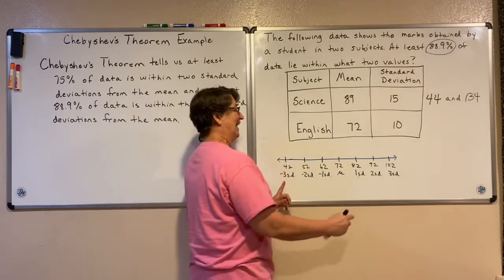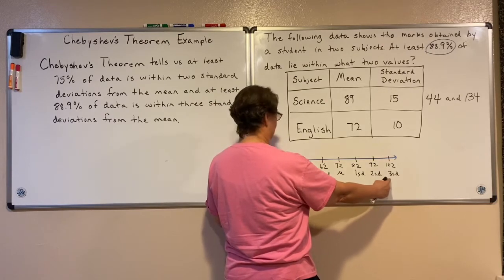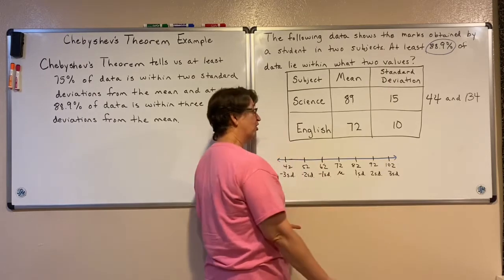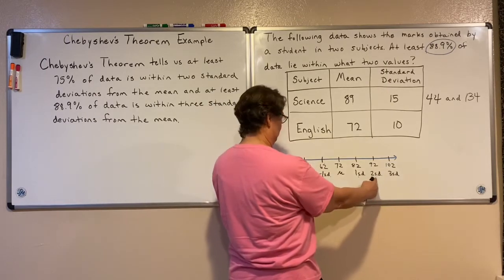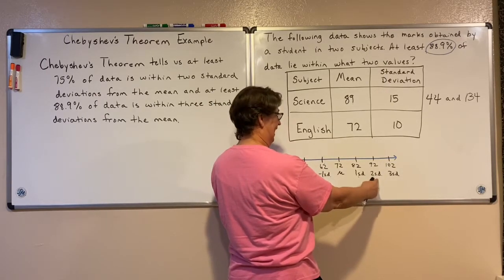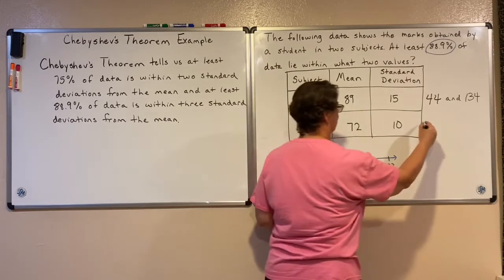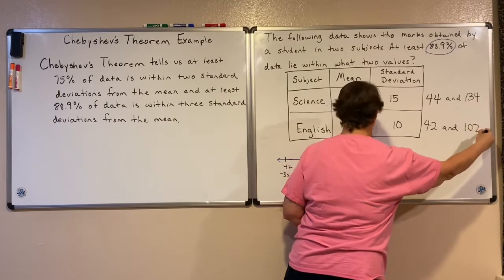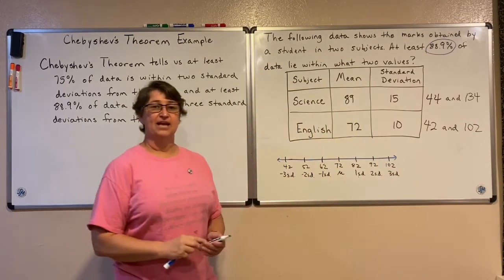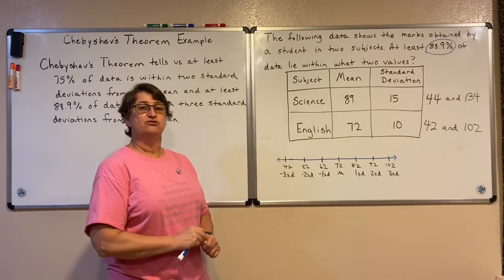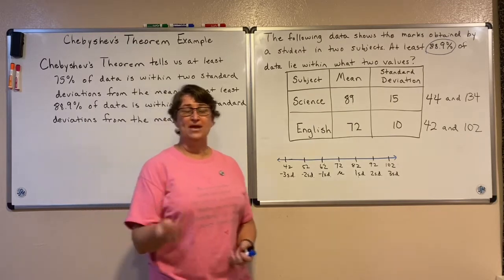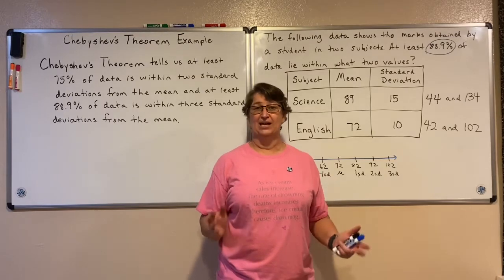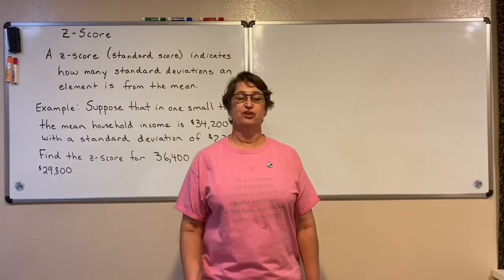So I know at least 88.9% of the students scored between a 42 and a 102. I know that at least 75% of the students scored between a 52 and a 92. So to answer this question, it's between a 42 and a 102 where at least 88.9% of the students scored. So you can see that with the mean and the standard deviation, we can figure out where most of our data lies. Let's learn about the z-score.